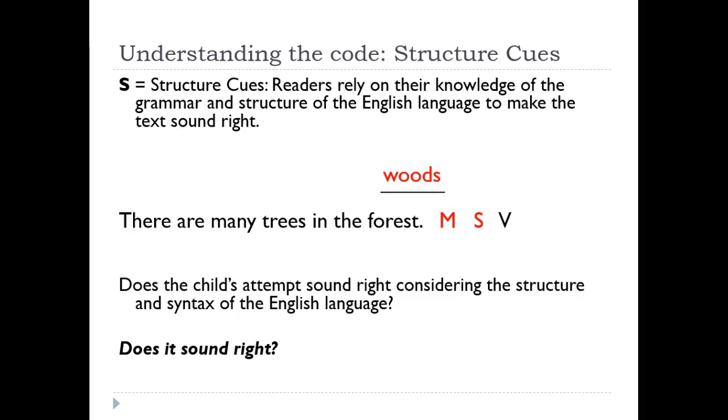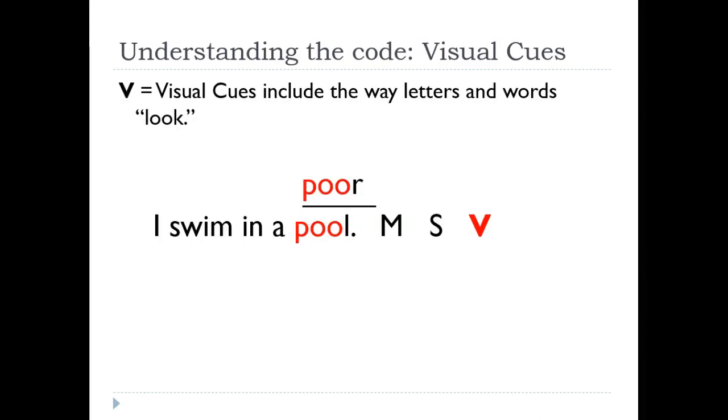So let's go back to our original sentence. Here we have, "There are many trees in the forest." The student said, "There are many trees in the woods." We already determined that it does make sense. The child used meaning. However, in the sense of structure, does it sound right grammatically in the English language? Yes, it does. When I read, "There are many trees in the woods," it sounds grammatically correct and syntactically correct in the English language. So you ask yourself, does it sound right? Yes, it does. So for this particular case, for the word forest that was substituted with woods, the child used meaning and structure.